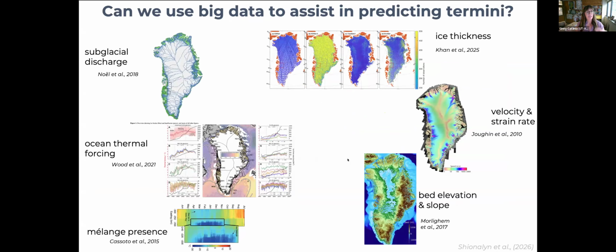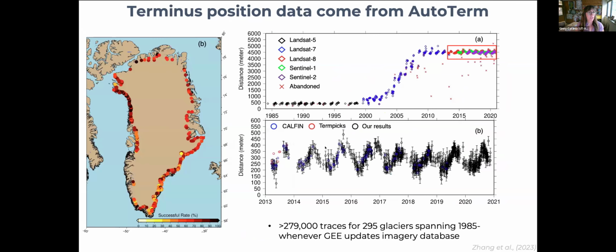And so we took data sets from all these different kinds of parameters and built time series out of these data sets. And so we use terminus position data that come from an automatic delineation of terminus boundaries from AutoTerm.